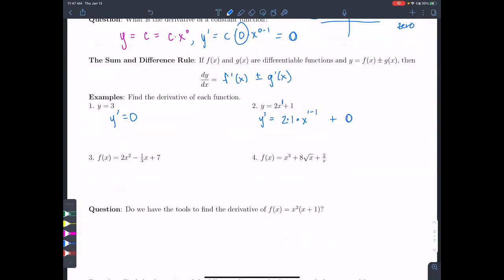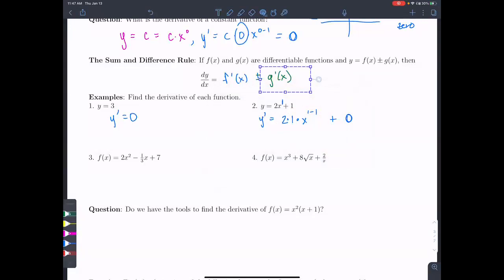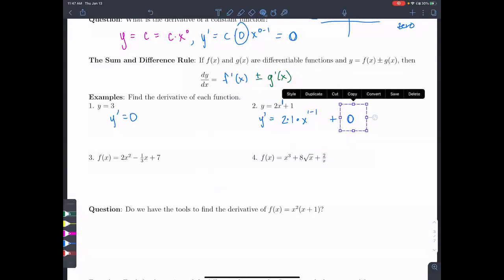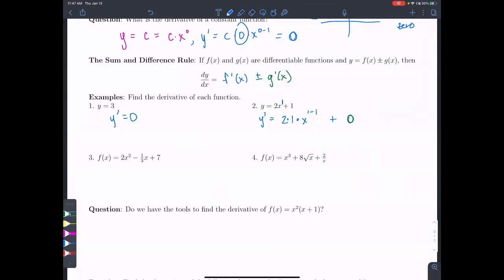The constant being, should I make these different colors? Maybe that would be easier. Let's do this. Make that green. Make this green. Okay. So then simplifying, we have 2 times x to the 0. So just 2 plus 0, which is just 2.